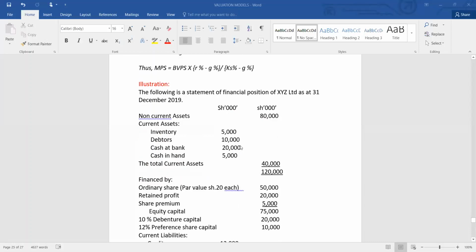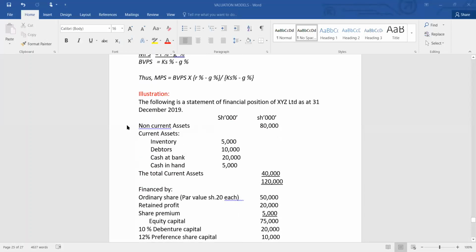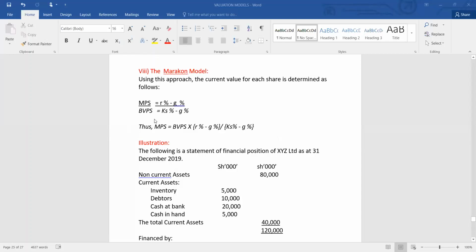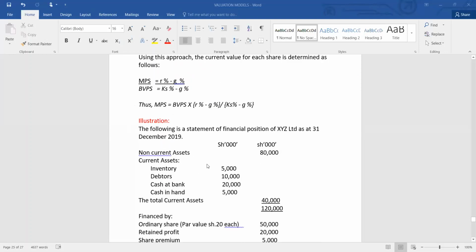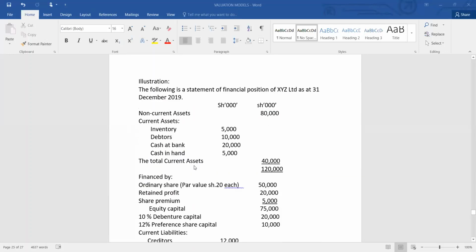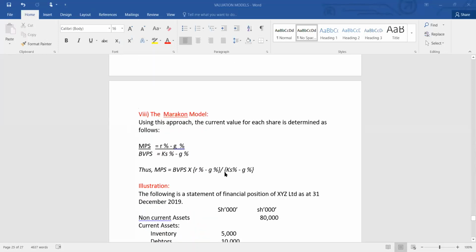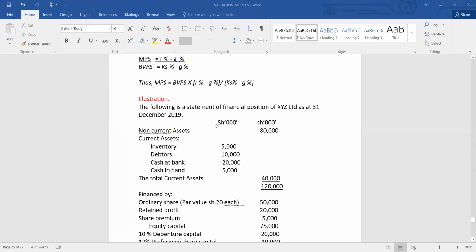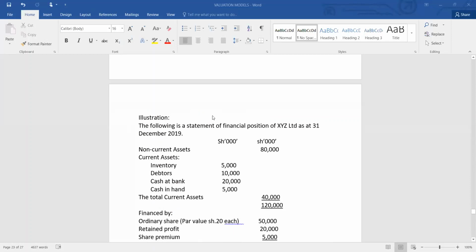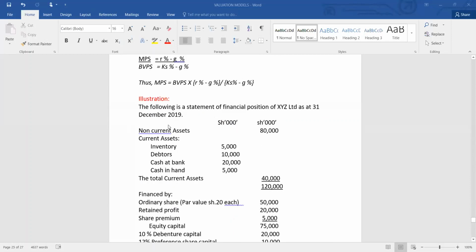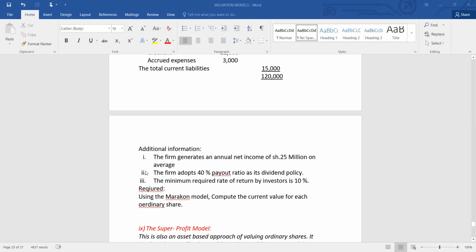You see the same example we have here? This is the formula. So you express MPS in terms of the rest. That's what we have talked about. Did I copy paste the same illustration here or not? Same illustration. Looks like the same illustration, eh? Or did I supply additional information? Following the statement of financial position of XYZ Limited. Oh, I've supplied additional information, eh?